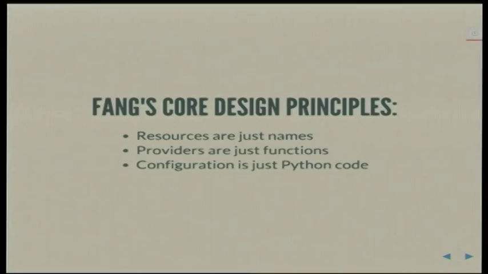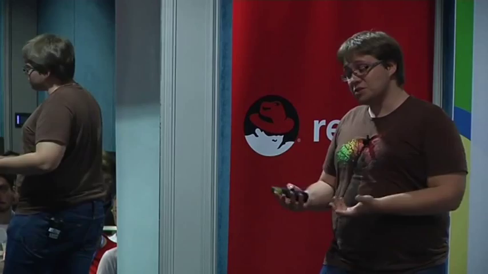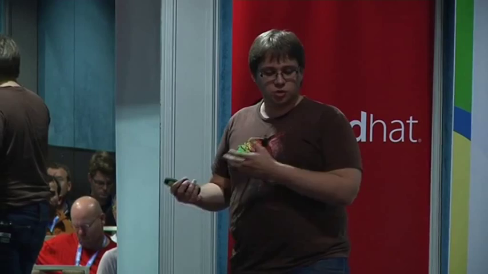So from this, I wrote Fang. Fang has three core principles. Resources, or things you depend on, are just names. They're not interfaces or factory classes or whatever. Providers are just functions. They're the ones that aren't factory classes. So a resource is just a name that you talk about. It's just a string. And then the things that actually provide those resources are just some sort of callable. And lastly, configuration isn't XML. It's just Python code.